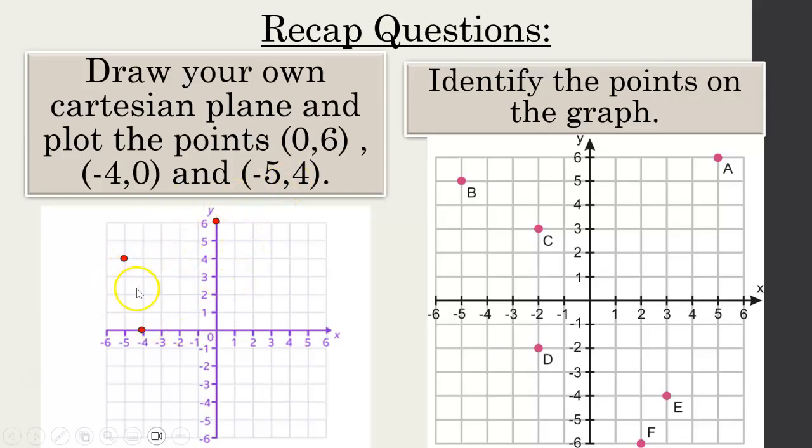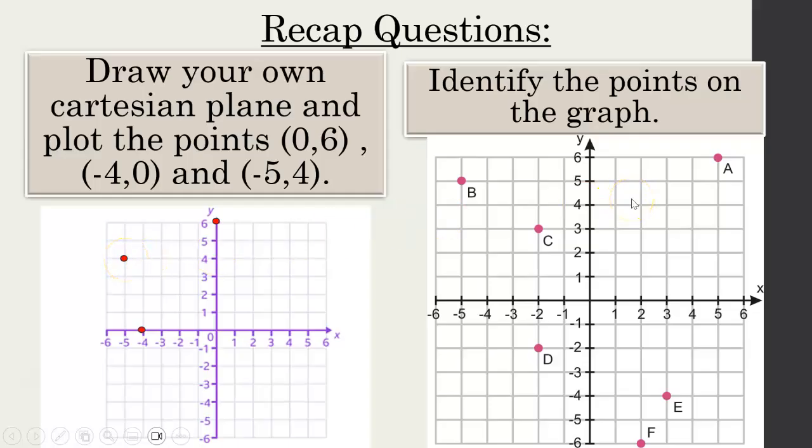Now, how did I come up with them? Well, think about it. This point here, it's at 0. It's not gone to the left or right, so the x-coordinate would be 0. And I've gone up 6. So the y-coordinate is 6. So that would be (0, 6). (-4, 0). Well, I've gone across to minus 4. And then I'm not going up or I'm not going down. So this would be (-4, 0). Then (-5, 4). So I'm going across to minus 5. Go up to 4. So this would be (-5, 4).